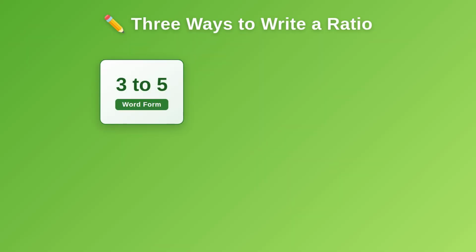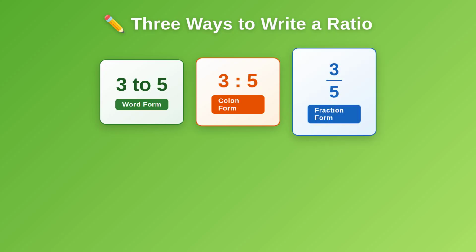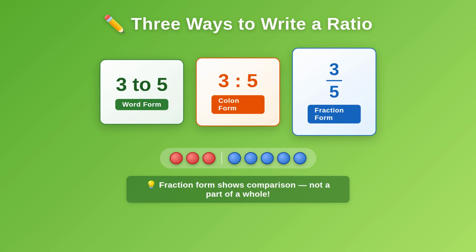Let's lock in those 3 ways to write a ratio. Say we're comparing 3 red marbles to 5 blue marbles. Way number 1, word form, 3 to 5. Nice and simple. Way number 2, colon form, 3:5. That little colon is like a math shortcut for the word "to." Way number 3, fraction form, 3/5.